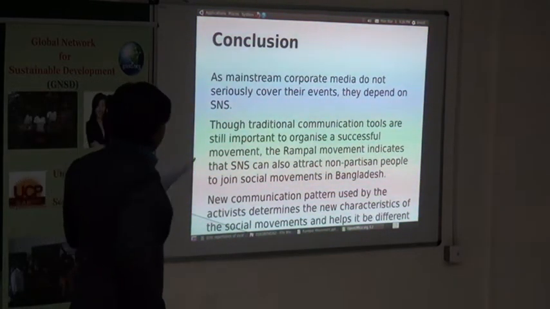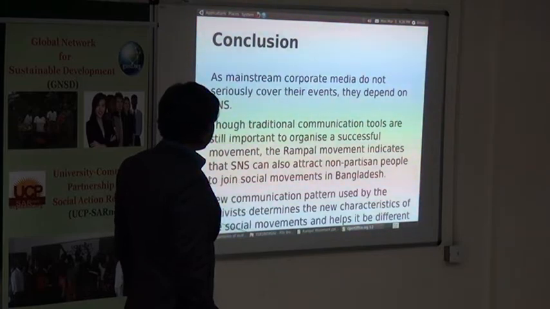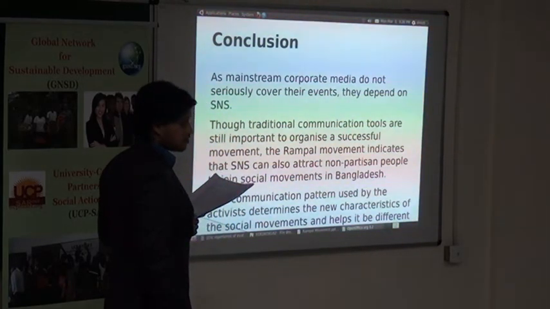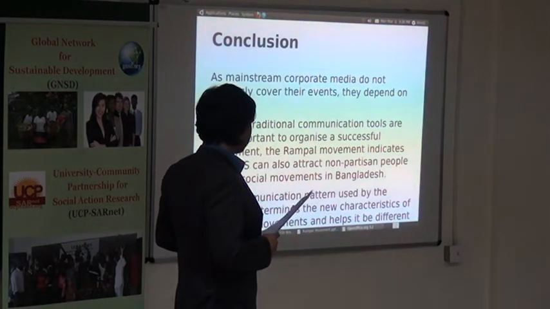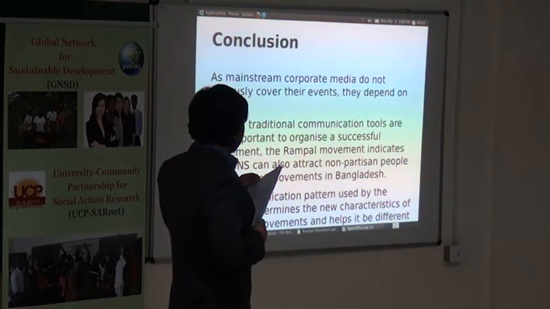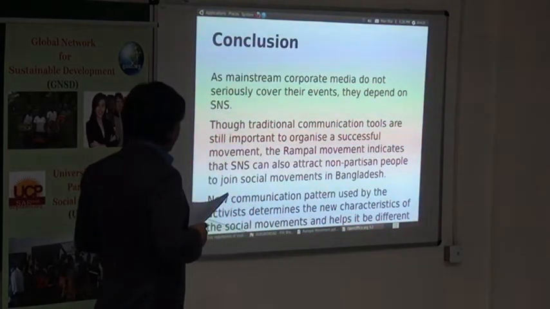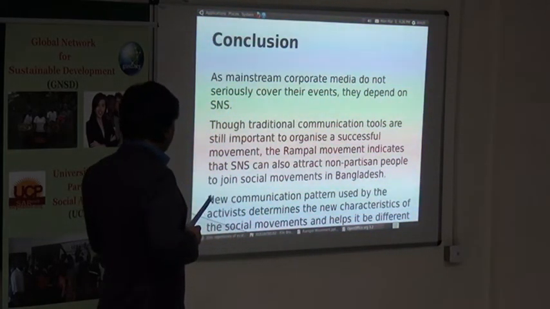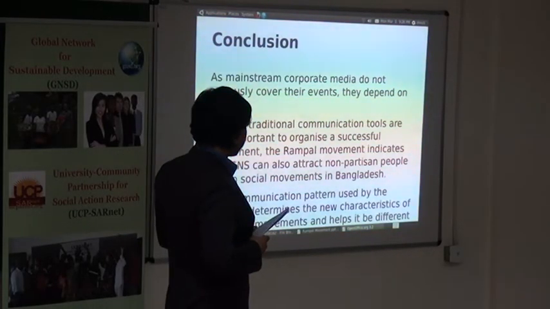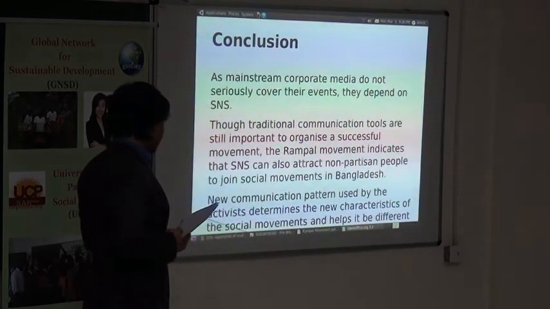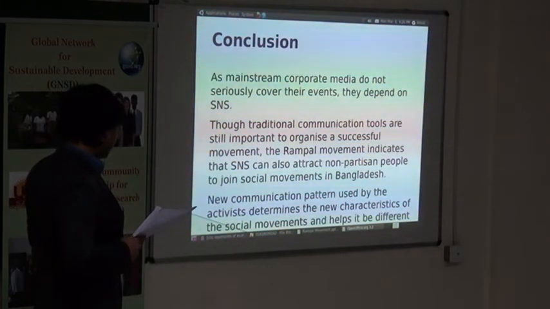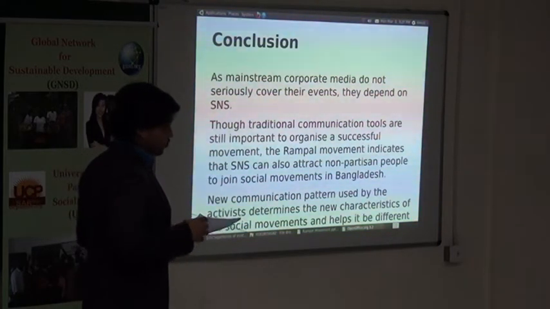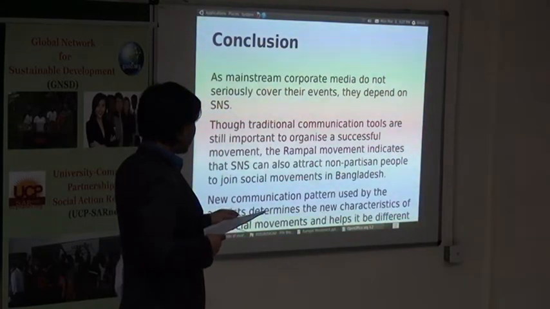Okay, and finally, I want to say what I found in this study. As the mainstream media don't seriously cover the events of environmental movements, activists use the social networking sites, though traditional communication tools are still important to organize a successful movement. The Rampal movement indicates that social networking sites can also attract non-partisan people to join social movements in Bangladesh. New communication patterns used by the activists determine the new characteristics of the social movements and help them to be different from conventional movements.